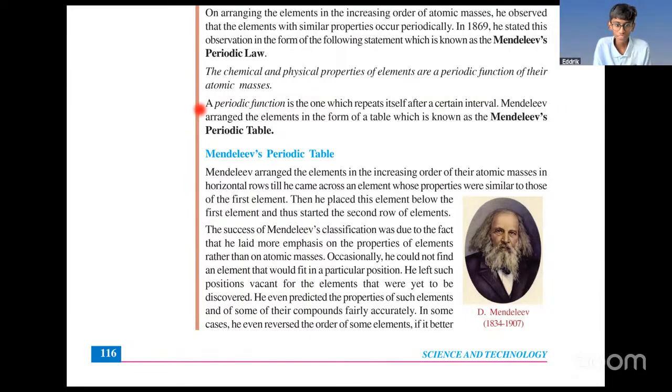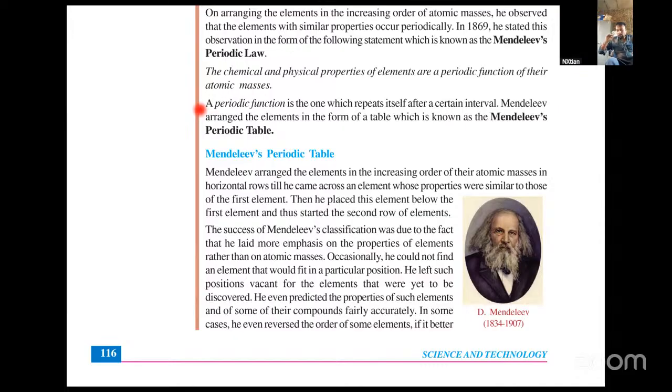So Mendeleev arranged the increasing atomic masses in the form of horizontal rows, not groups. I'm repeating, horizontal rows, like sodium, magnesium, aluminium, like this, and in the way of atomic masses, he arranged it.